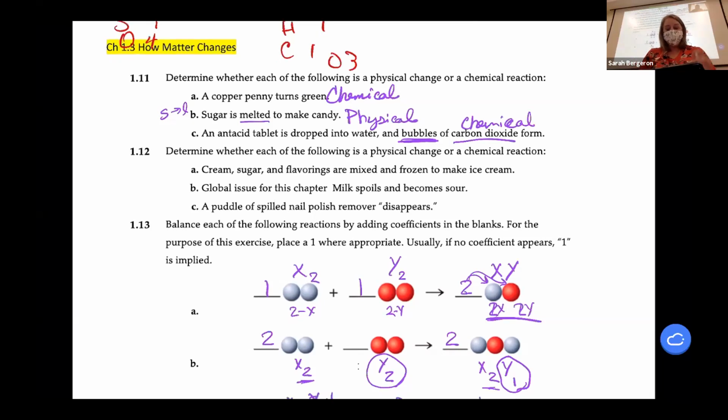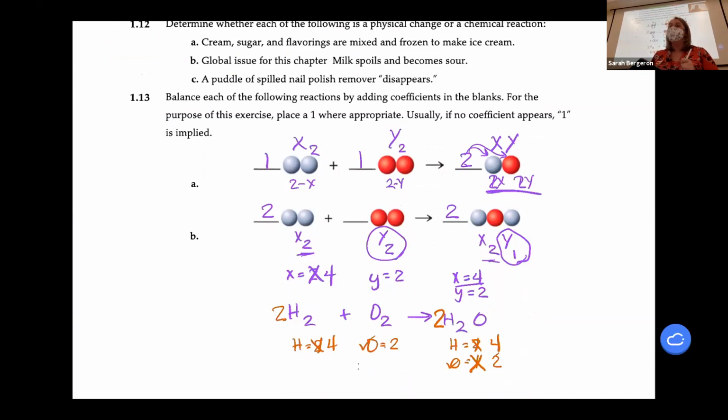So let's go to balancing equations because I really want to make sure you have these. So look at 1.13. We're going to balance the reactions by adding coefficients in the blanks, right? In this case only, we're going to write a 1 when we need to write a 1. So if you look at A, the 2 gray atoms, how many do you have of that particular atom on the left-hand side of the equation? 2, they're only in that one substance.